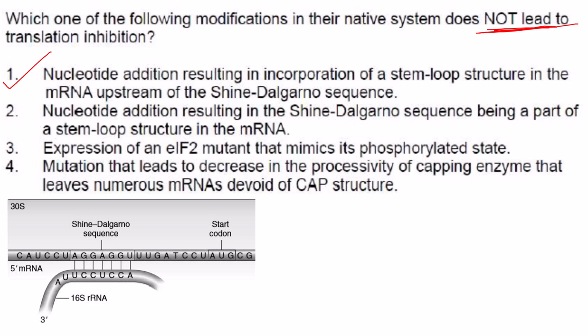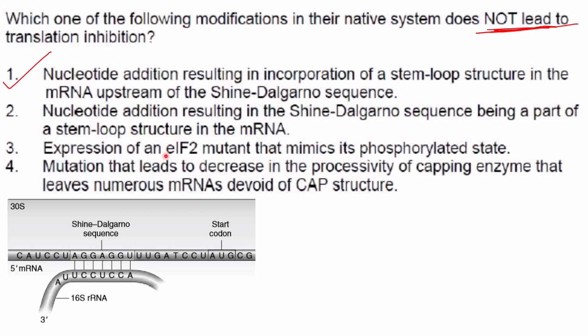Then the next option, what they have told: nucleotide addition resulting in the Shine-Dalgarno sequence being part of the stem loop structure in mRNA. Now you add nucleotides into the Shine-Dalgarno sequence, and of course in such a way that it will result in a stem loop structure. Then the Shine-Dalgarno sequence cannot bind to the 16S rRNA and it cannot recruit the ribosomes to the mRNA. So translation will be inhibited. So that cannot be the answer. Then the next one, okay, I will discuss in the next slide.